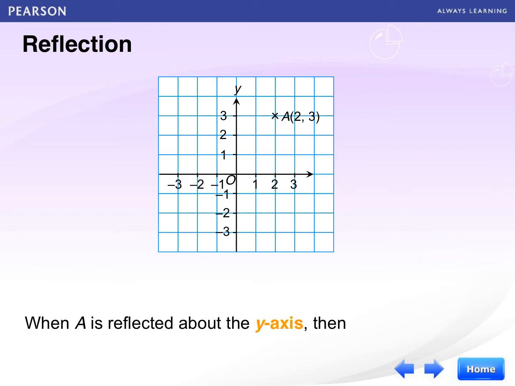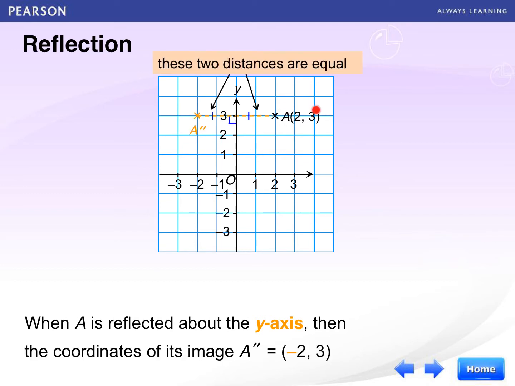How about if A is reflected about the y-axis? What are the coordinates of the image then? The distance between A and the y-axis is 2 units. It is the same as the distance between A prime and the y-axis. A is on the right and A prime is on the left. Therefore, the x-coordinate of A prime is -2. The coordinates of A prime are -2 and 3.